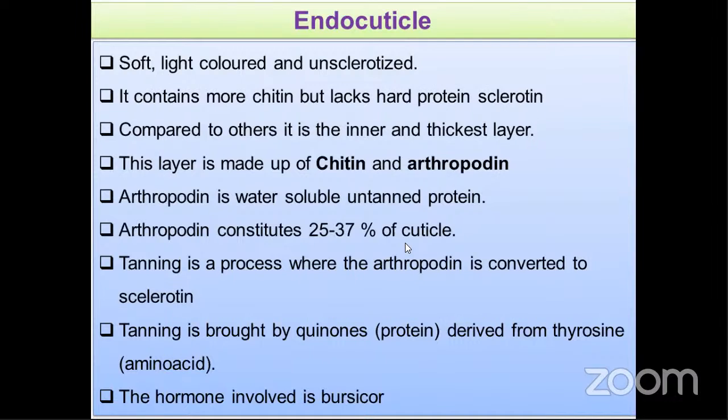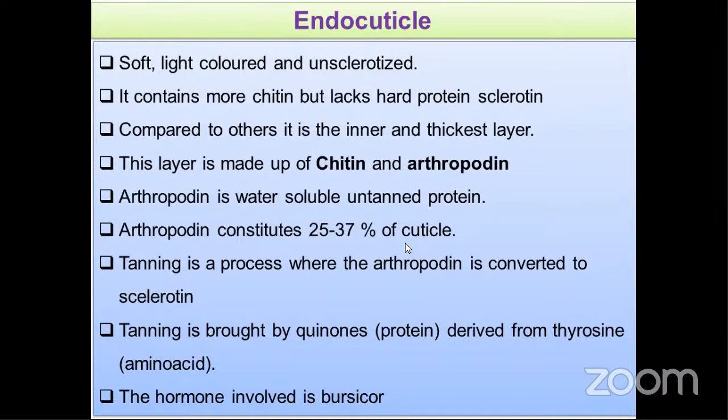So tanning is the process done. In the case of the endocuticle, arthropodin is present, which later will be converted into sclerotin. At the time of molting, first they secrete a soft color, and later it will turn darker. That's why arthropodin is converted into sclerotin. That process we call tanning.